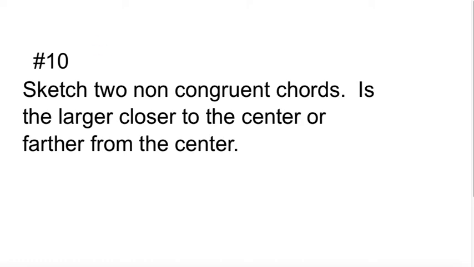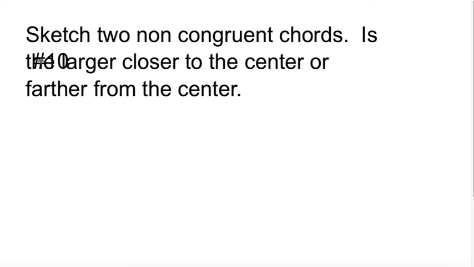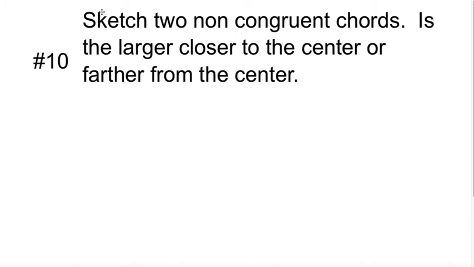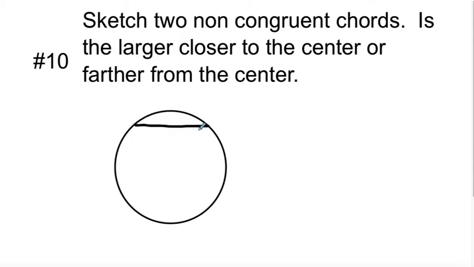It says sketch 2 non-congruent chords. This is number 10. Okay, number 10. Sketch 2 non-congruent chords. Is the larger closer to the center or farther from the center? So I'm going to draw a circle, and I'm going to draw 2 non-congruent chords. So I'm going to put a chord, say, here, and I'll put the center right here, and one right here. And as you can see from drawing that, the larger chord, the longer chord, is actually closer to the center of the circle. Why is it closer to the center?